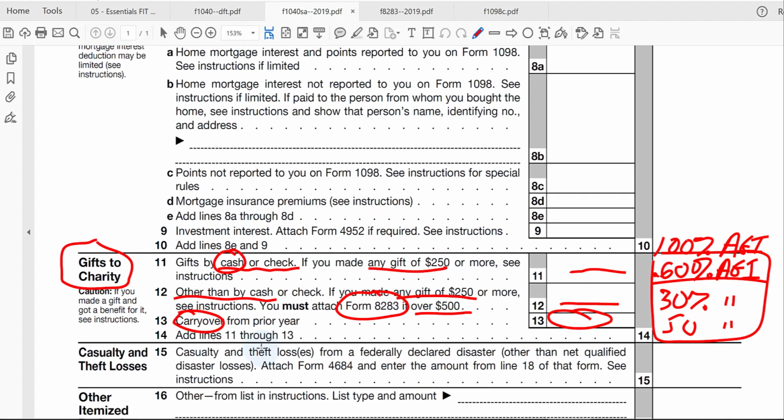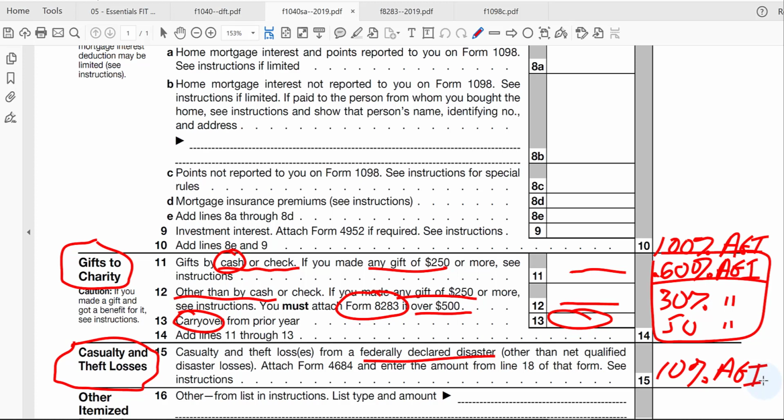We're not going to cover this casualty and theft loss because it's not common. The reason it's not common is because the loss has to be related to a federally declared disaster, things like hurricanes or tornadoes or tsunamis. If you have a car accident or your home burns down, that's probably not a federally declared disaster. You have to reduce any loss by insurance proceeds, and also there's a reduction for 10% of the taxpayer's AGI.